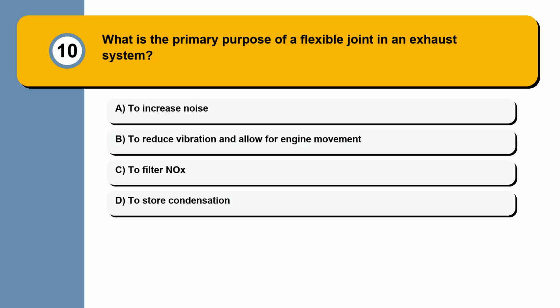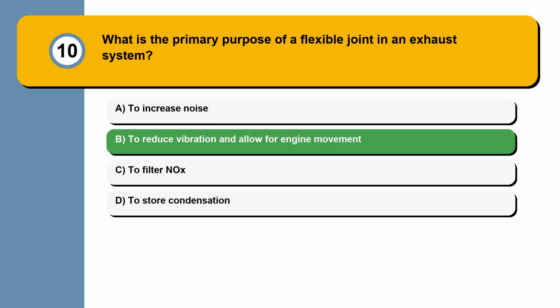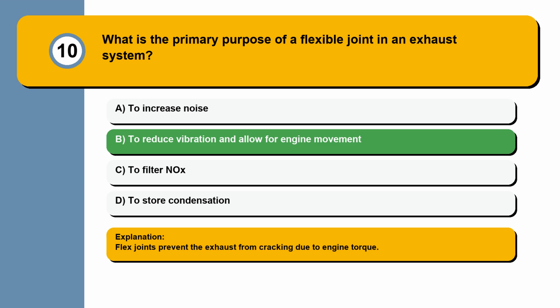Question 10. What is the primary purpose of a flexible joint in an exhaust system? To increase noise, to reduce vibration and allow for engine movement, to filter NOx, to store condensation. Flex joints prevent the exhaust from cracking due to engine torque.